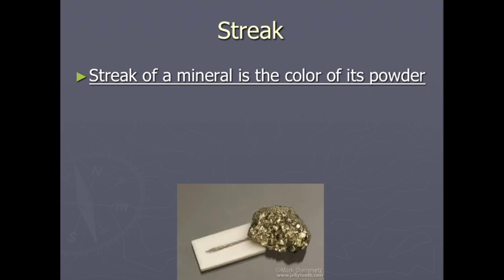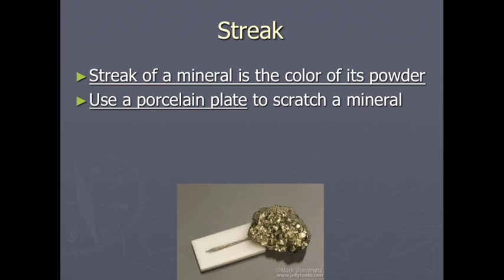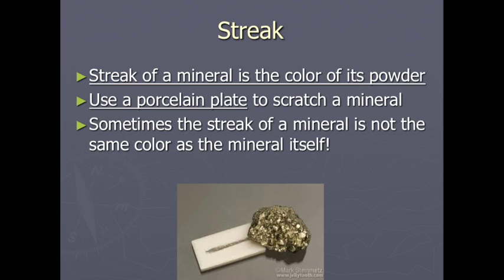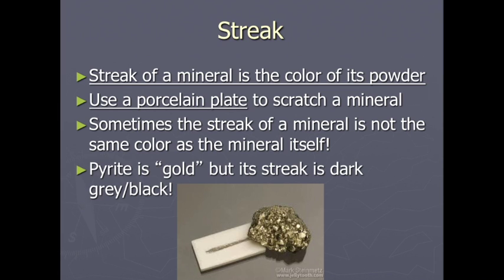And then we have streak. Streak is essentially the color of the mineral's powder. If you take the mineral and you scratch it along a porcelain plate, that streak is going to leave behind some color. However, not in all instances is the streak color the same color as the mineral. For example, pyrite is a gold color, fool's gold, but its streak is a darker gray or black. So streak is just the color of its powder when scratched or streaked across a porcelain plate.